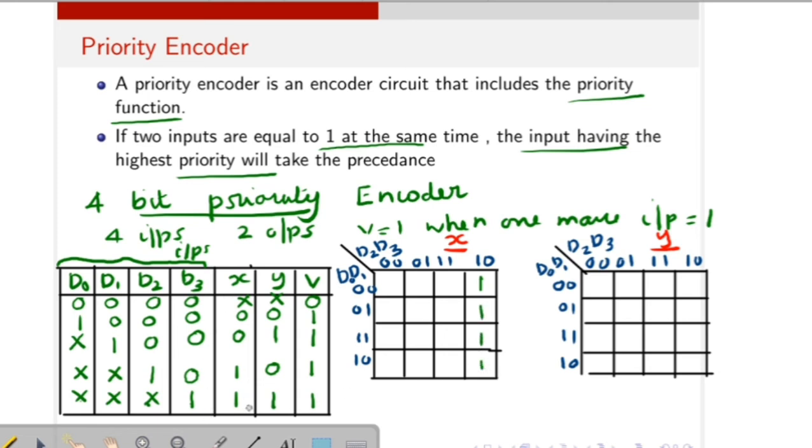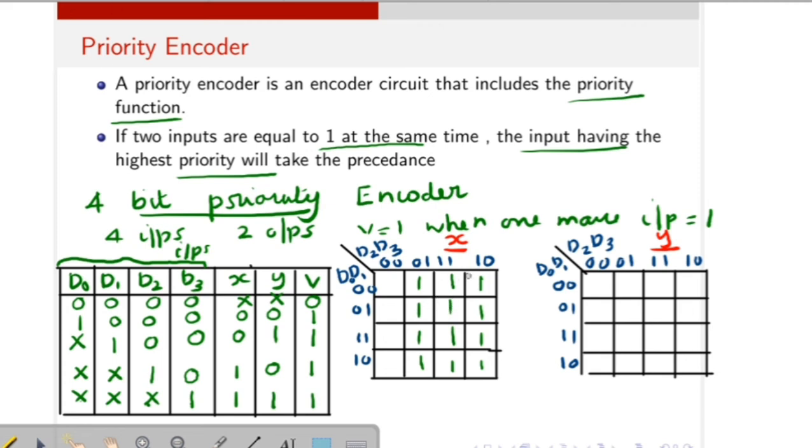Then X is equal to 1 for D3 equal to 1. D3 is equal to 1 for these 2 columns. All others are don't cares. We didn't consider D0, D1 and D2. Whatever they may be, D3 is equal to 1, so we mark it as 1. So here it is 1 and this column is also 1. In these two columns D3 is equal to 1.